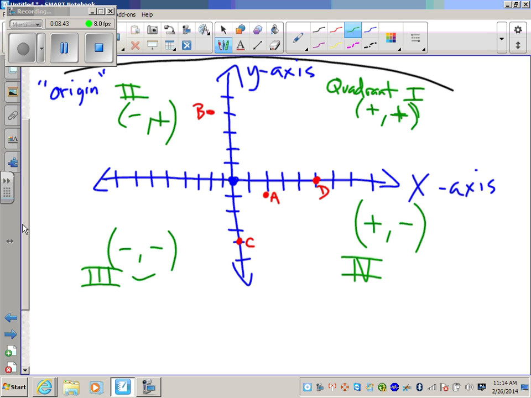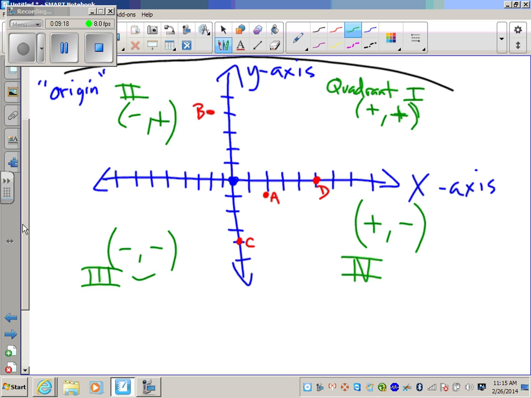Alexis? 1, 3 would be incorrect. Liam? 3, 1. Because I had to go 3 to the right. I had to go 3 on my x-axis, and that's my first value. And then up 1. So 3, 1. Okay. The order does matter. That's why they are called an ordered pair.